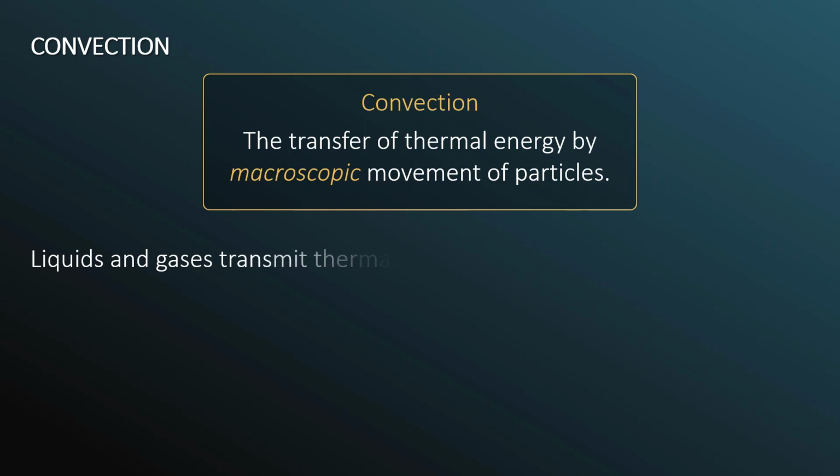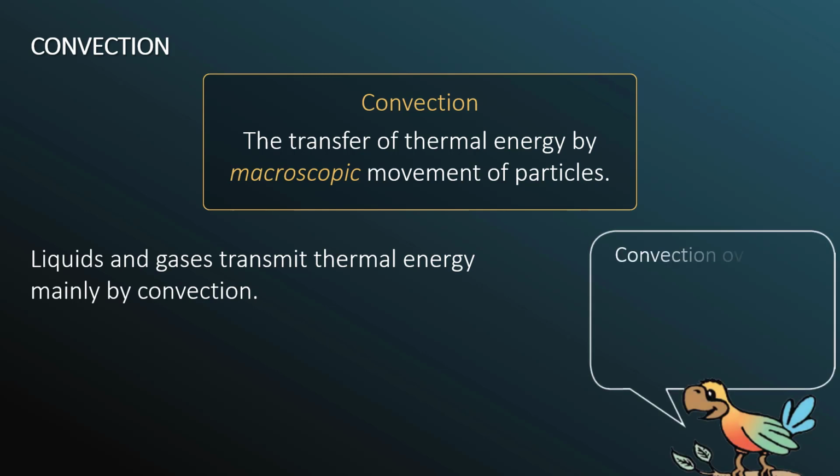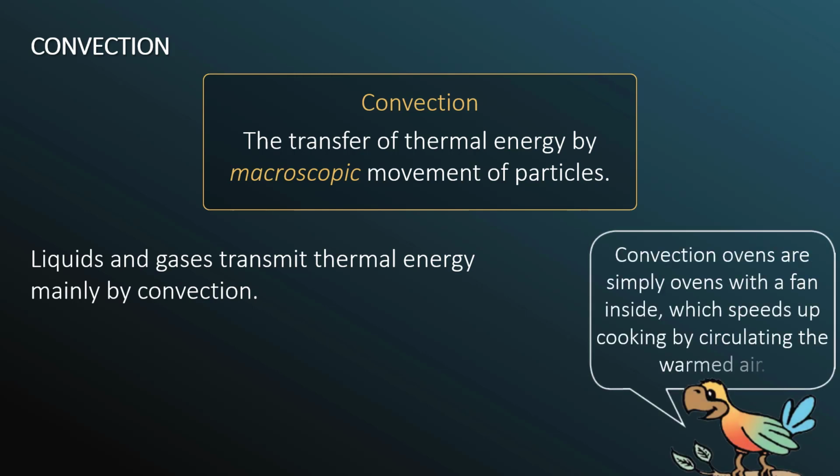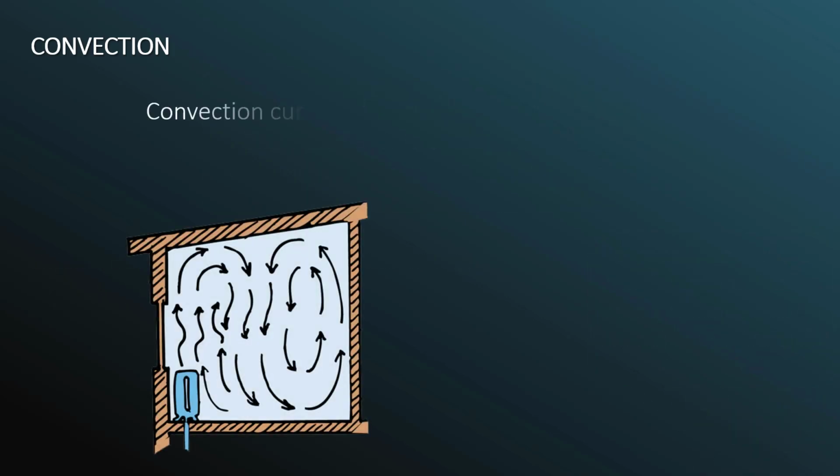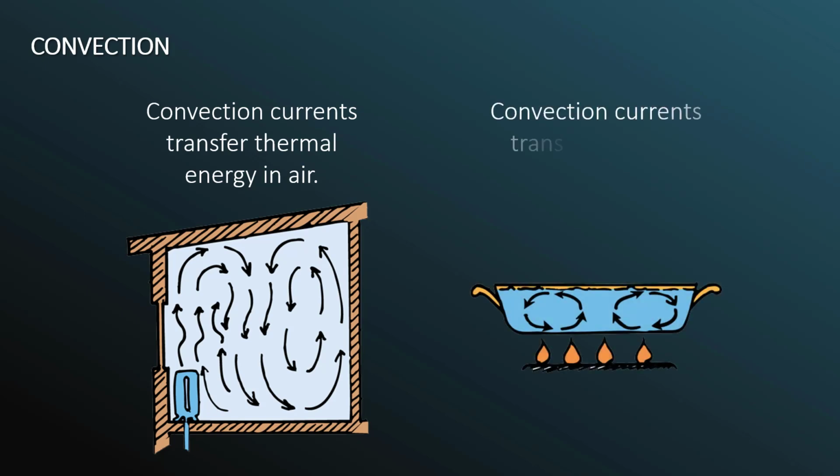So liquids and gases transmit thermal energy mainly by convection. For example, convection ovens are simply ovens with a fan inside which speeds up cooking by circulating the warm air. So convection currents transfer thermal energy in air. So it's the macroscopic movement of large blobs of matter. And we see this in the example here with a heater in some sort of room, though it's a poor illustration, I think. Another example is on the stove.